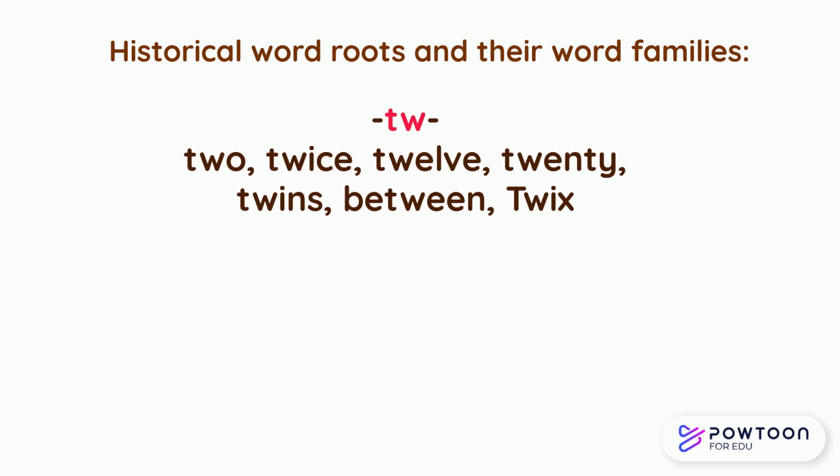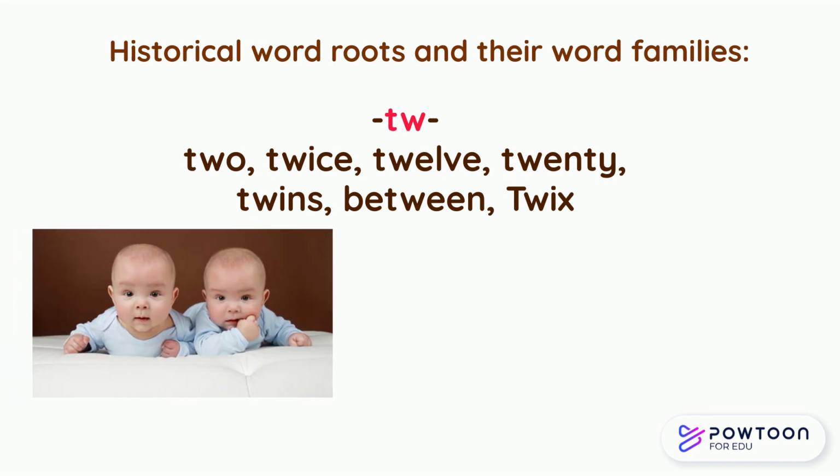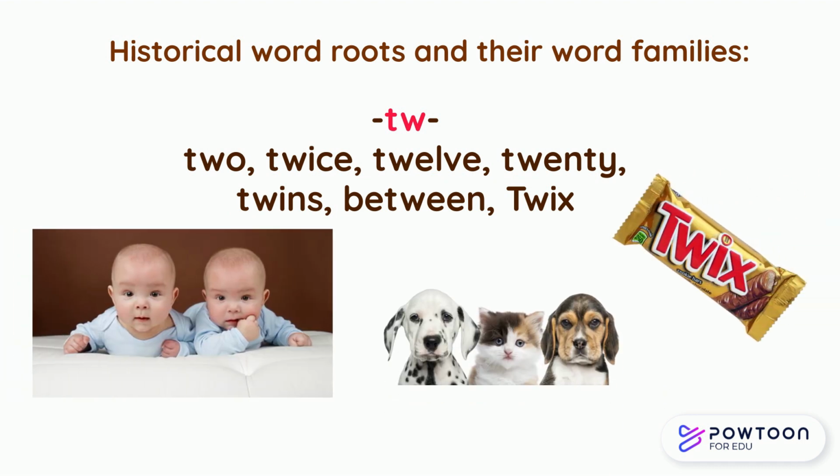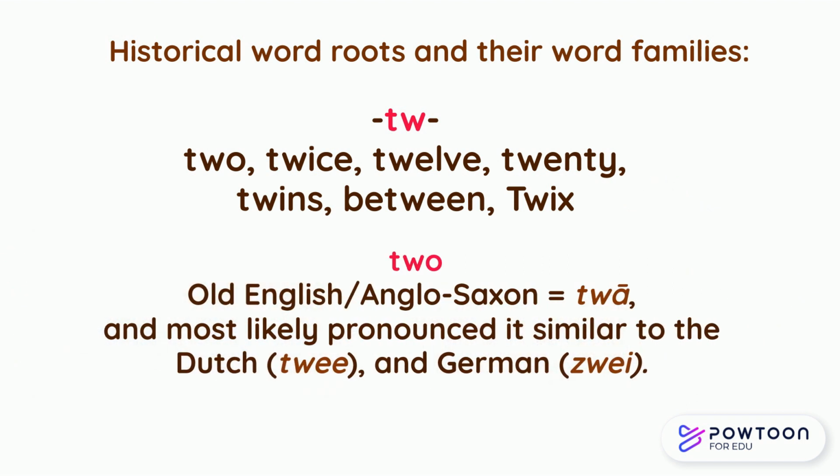And we've got the TW pattern in 2, twice, 12, 20, twins, between, twix. And notice how these are related to two in some way. But the two has a different sound, probably because it's easier to say two than twu. In Old English Anglo-Saxon, they had the W in the spelling and most likely pronounced it similar to the Dutch and German. Then it became silent but left in the spelling to show the history of the word and the links between the other twos.